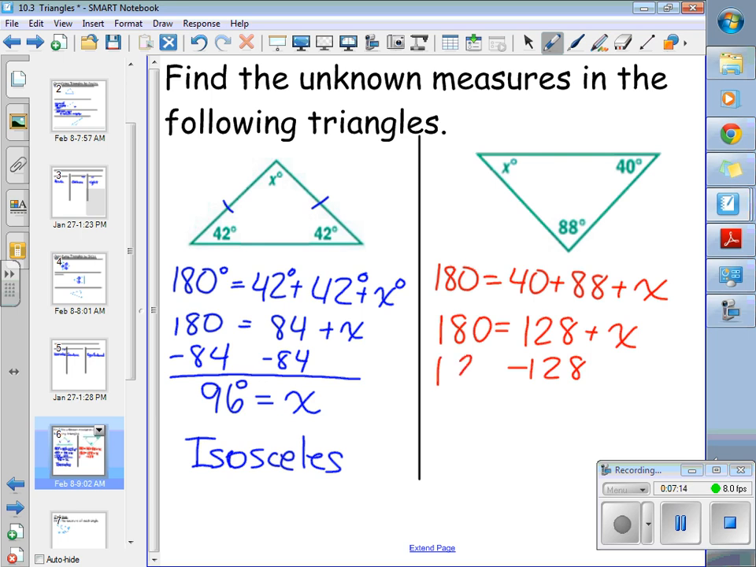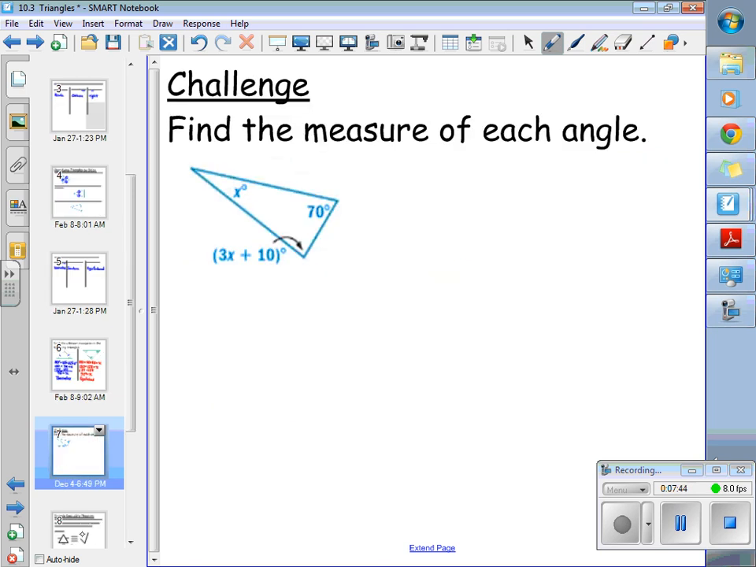Subtract 128 on both sides. So we get that x is equal to 52 degrees. And all of our angles on this one are different, so this is a scalene triangle. That's not that important that you know all that, but I can tell you that. All right, moving on. This is a challenge problem.